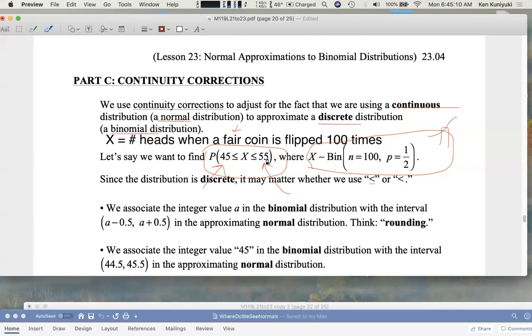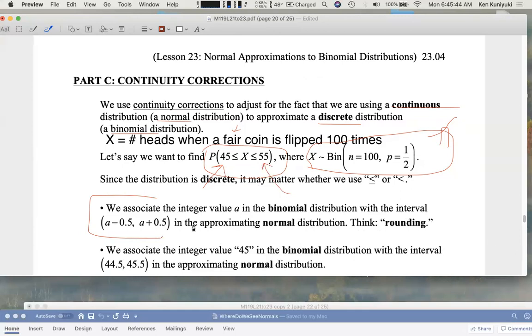Now, later on, we're going to find z-scores for boundary values, but I need to nudge these a bit because I want to apply continuity corrections. So here's the idea. We associate the integer value a, such as 45 or 55, in the binomial distribution with the interval of real numbers from a minus a half to a plus a half. Basically, these are the real numbers that round off to a when we do our approximating normal distribution, and we're going to think rounding. Let's do some examples of that.